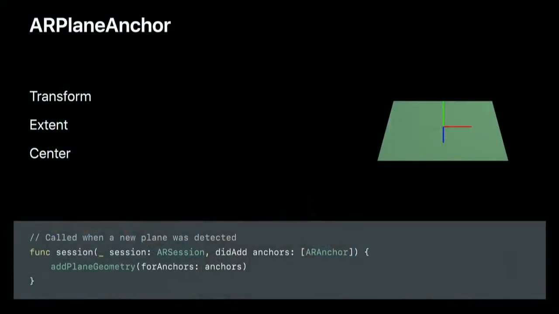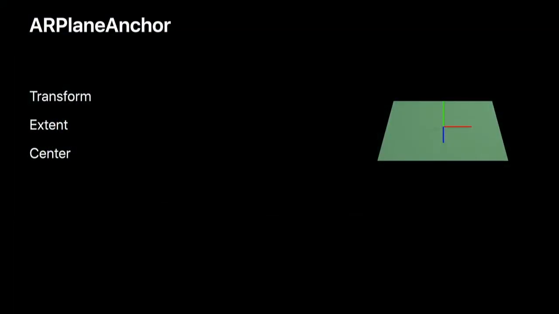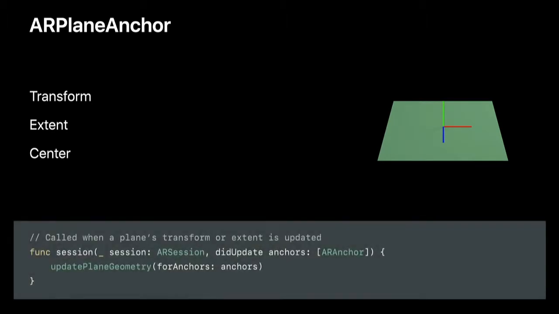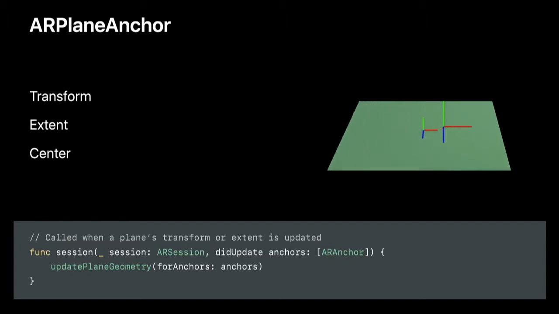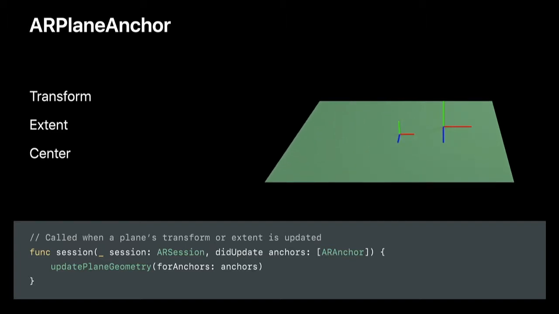As the user moves their device around the scene, we'll learn more about this plane and can update its extent. When this happens, you will receive a delegate call session did update anchor, and you can use that to update your visualization. Notice how the center property actually moved because this plane grew more into one direction than another.